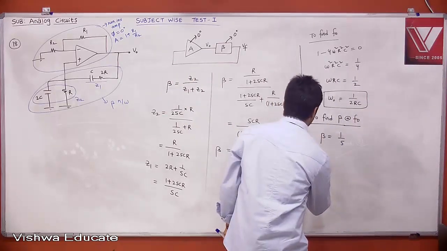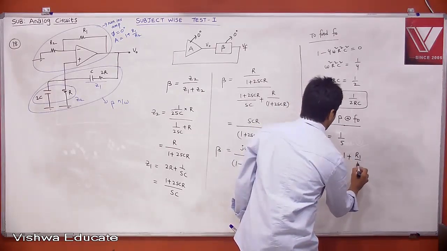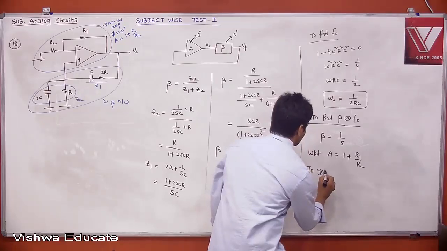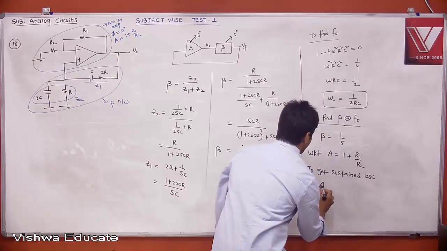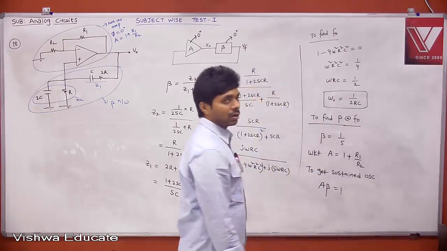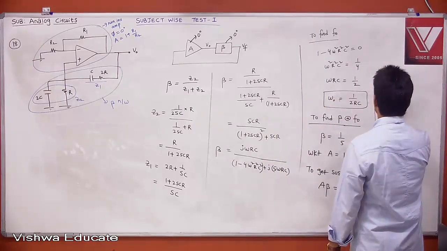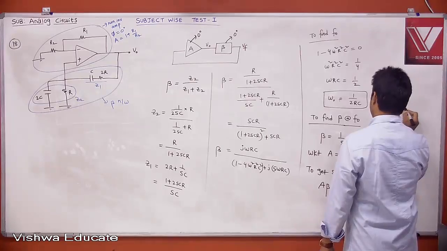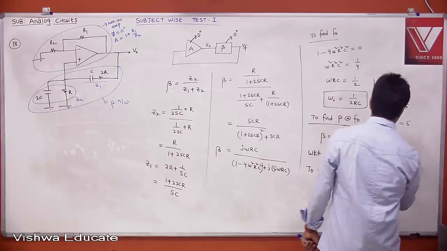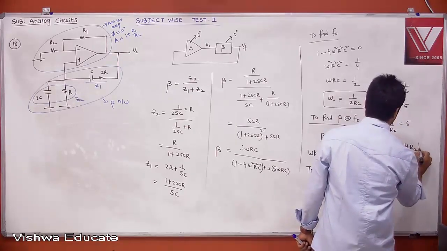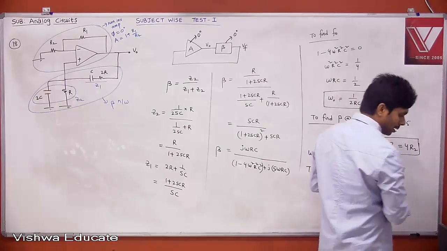A is already known. We know that your total loop gain A is equal to 1 plus R1 by R2, and to get sustained oscillations, your A into beta should be equal to 1. Second Barkhausen criteria, the total loop gain must be equal to unity. Then A is equal to 1 by beta, which should be 5. 1 plus R1 by R2 should be equal to 5. Then R1 is equal to 4R2. R1 is 4R2, then 1 by 2RC. Answer is D.